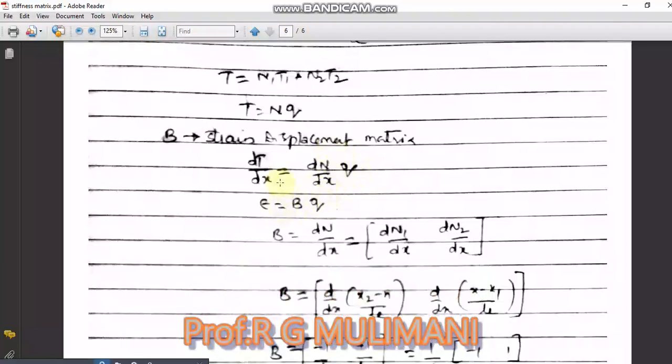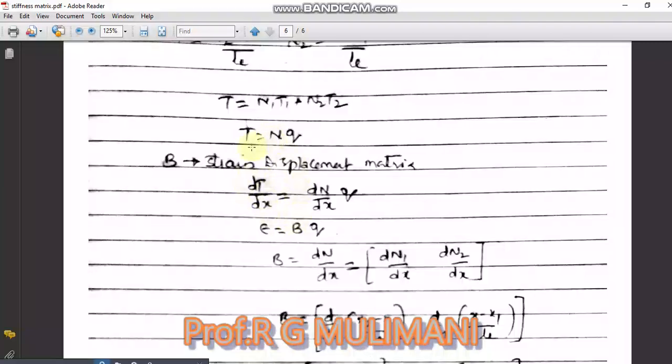We know that the temperature at any point is expressed as the shape functions and the nodal temperatures, that is T1 and T2. This is not the nodal temperature, it is the temperature at any point P. So differentiating this, we have dT by dx equal to dN by dx into Q.